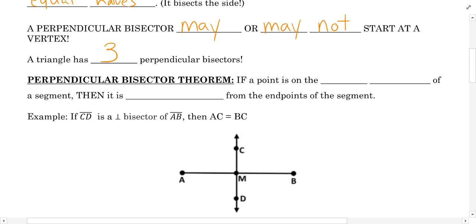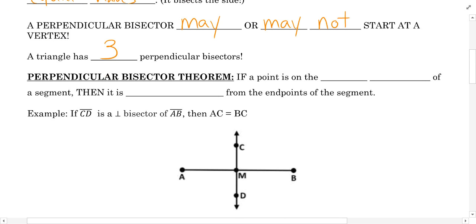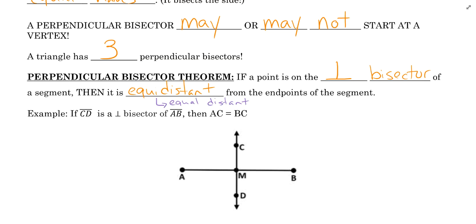So our theorem that we're going to be looking at today, our first theorem, is the perpendicular bisector theorem. The perpendicular bisector theorem states, if a point is on the perpendicular bisector of a segment, then it is equidistant from the endpoints of the segment. And again, hopefully we can use our etymology. Equidistant just means exactly how it sounds, equal distant from the endpoints of the segment.